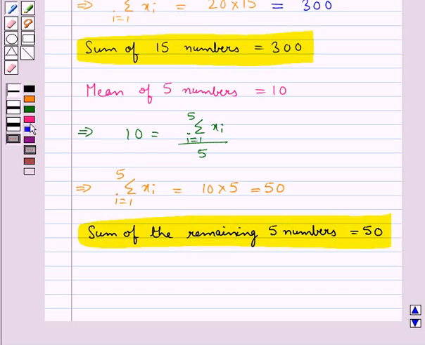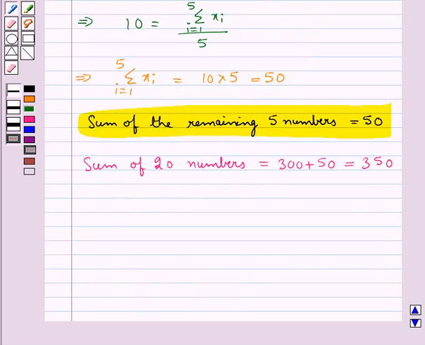Now, the sum of 15 numbers is 300 and the sum of the remaining 5 numbers is 50. So we can say that the sum of the total 20 numbers given to us is equal to the sum of the 15 numbers, that is 300, plus the sum of the remaining 5 numbers, that is 50, which is equal to 350. Now that we have got the sum of 20 numbers as 350, we can easily find the mean of the 20 numbers.